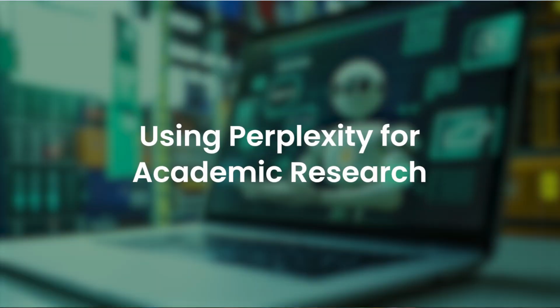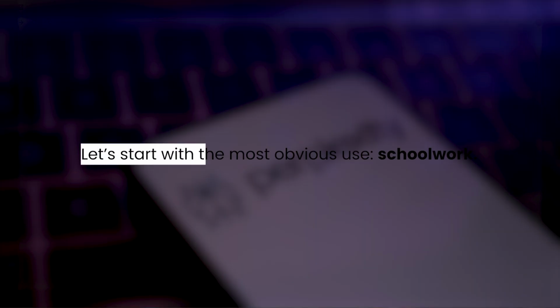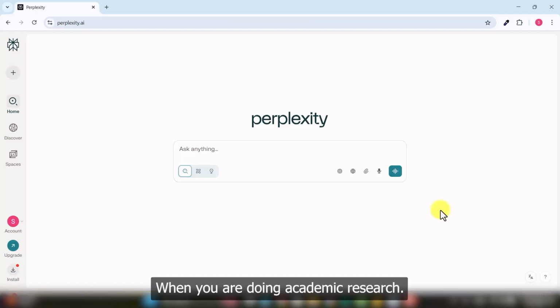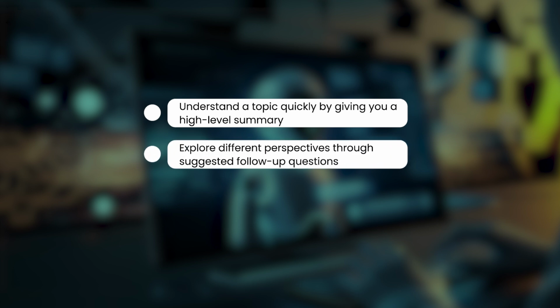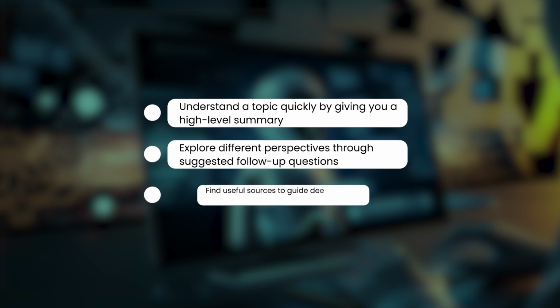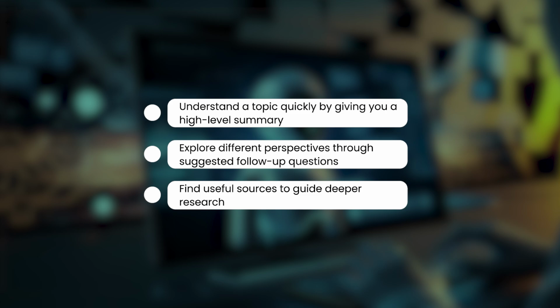Use Perplexity for academic research. Let's start with the most obvious use: schoolwork. When you are doing academic research, Perplexity can help you understand a topic quickly by giving you a high level summary, explore different perspectives through suggested follow up questions, and find useful sources to guide deeper research.